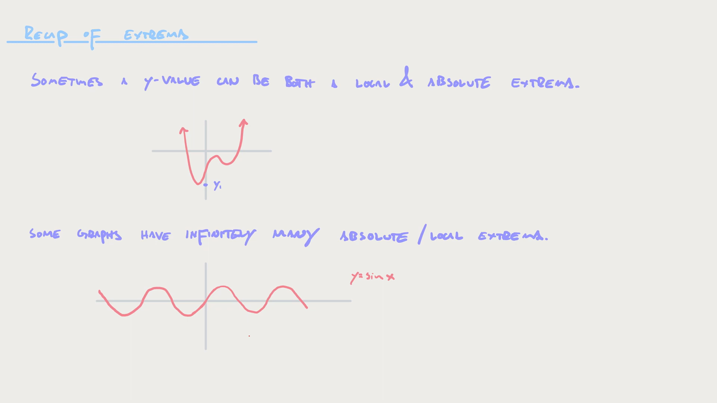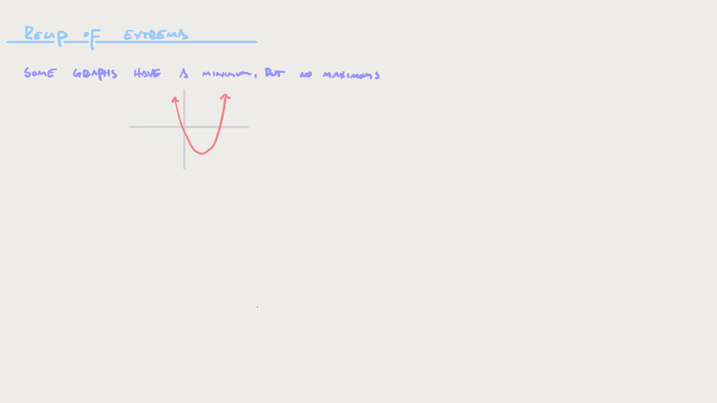Some graphs can have infinitely many absolute or local extrema. Think of sinusoidal curves, right? Anything that's a wave function that has a constant period and a constant amplitude has infinitely many absolute and local maximums and also infinitely many absolute and local minimums. Some graphs have a minimum but no maximum, and the opposite is also true, right? Some graphs can have an absolute max or a max in general and no minimums.